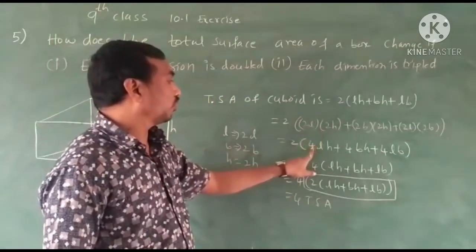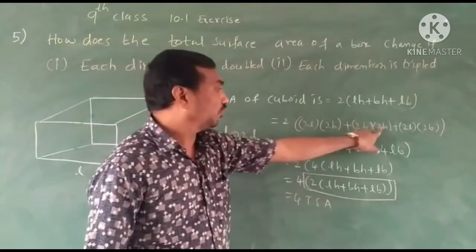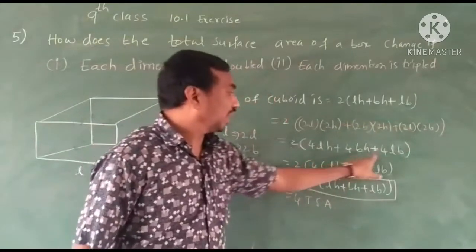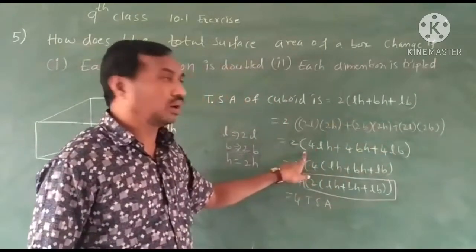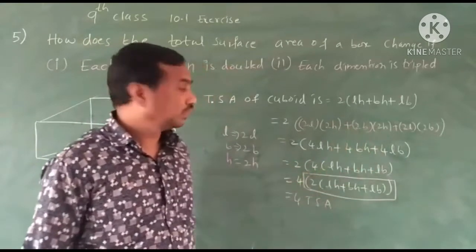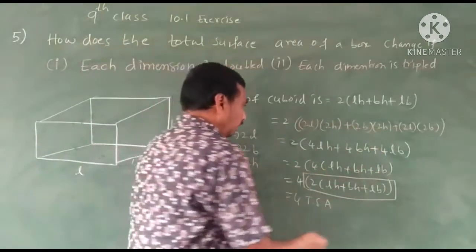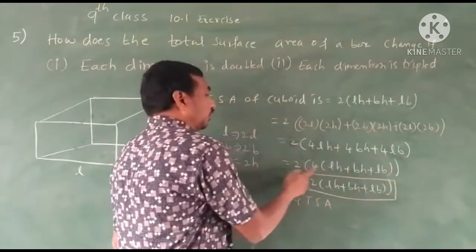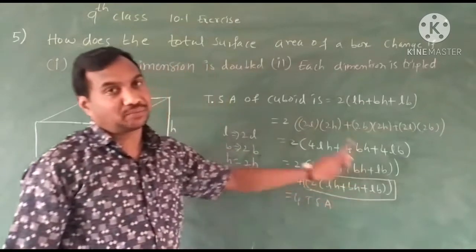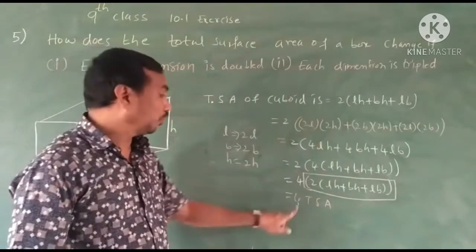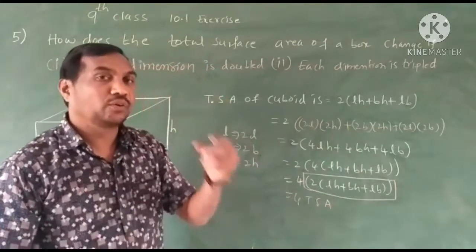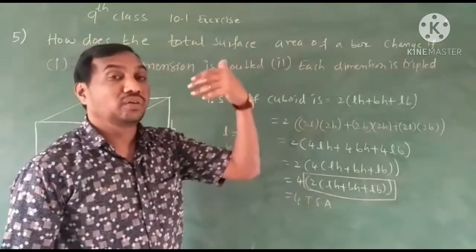Then 2 to the 4, 4LH. 2 to the 4, 4BH. 2 to the 4, 4LB. In every term, I am having 4. I am taking 4 common. That is 2 into 4 into (LH plus BH plus LB). Okay. Now, in place of 2 into 4, I can write 4 into 2. But this is nothing but the total surface area of the actual cuboid. So 4 into TSA. That is, if each dimension is doubled, the total surface area will change into 4 times.